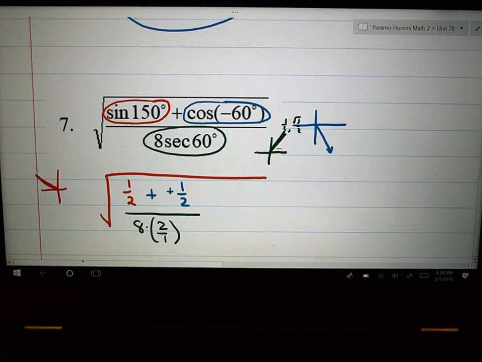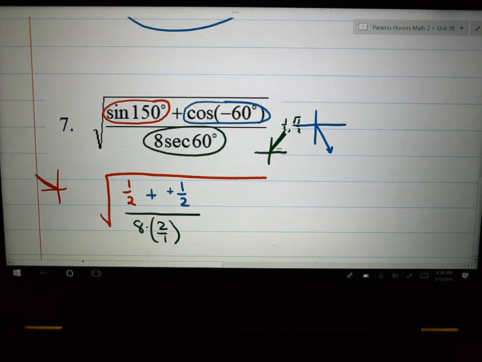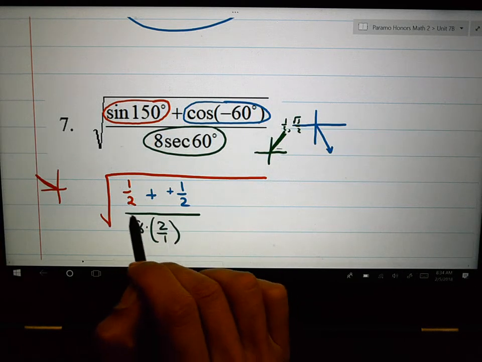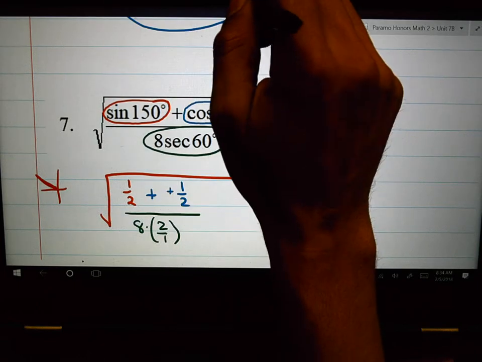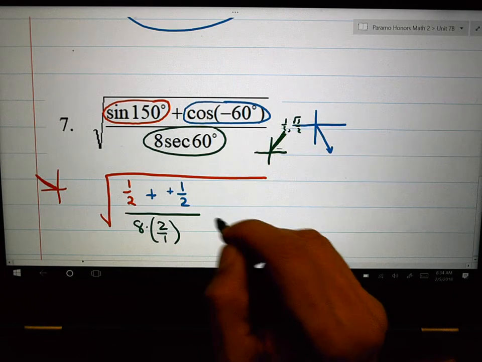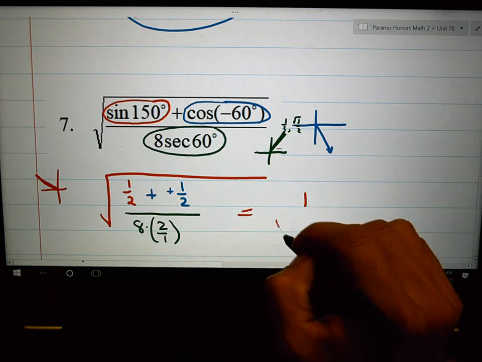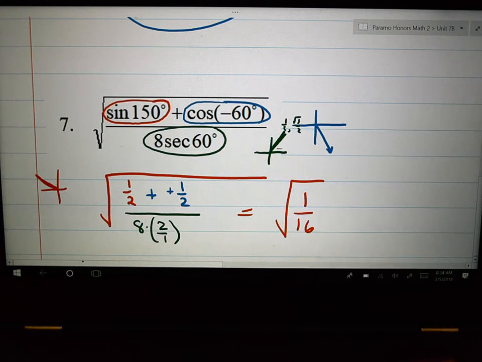And now we have done our trig functions first. Remember, this is a group. I have to do what's in the group first. This line puts this numerator in the group, and I have to do the 1/2 plus 1/2 first. So I'm going to switch colors back to red. 1/2 plus 1/2 is 1. And I have 8 times 2, which is 16. It's technically over 1, but anything divided by 1 is itself, so I'm going to leave that at 16.